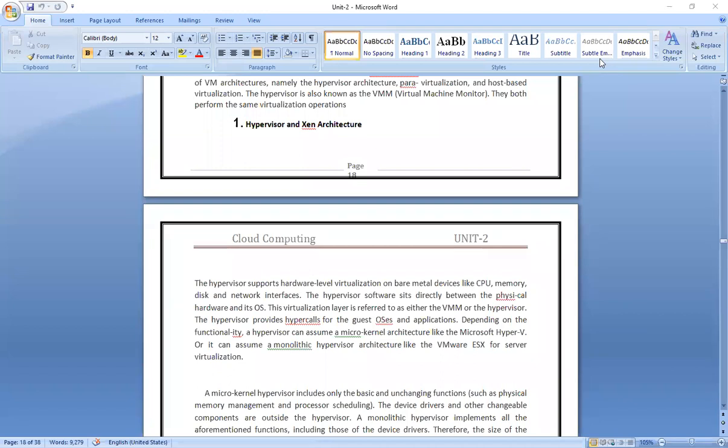Bare metal means devices like CPU, memory, network, anything. So the one which is directly installed on the hardware is known as a type 1 hypervisor, and the hypervisor installed on an operating system is known as a type 2 hypervisor.